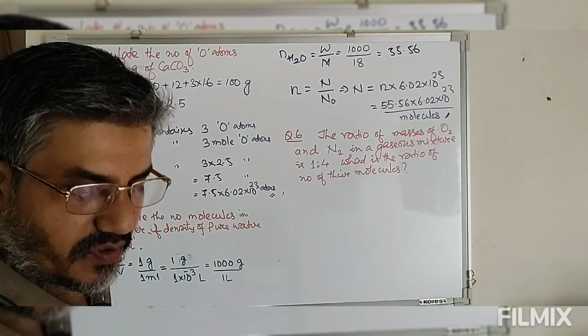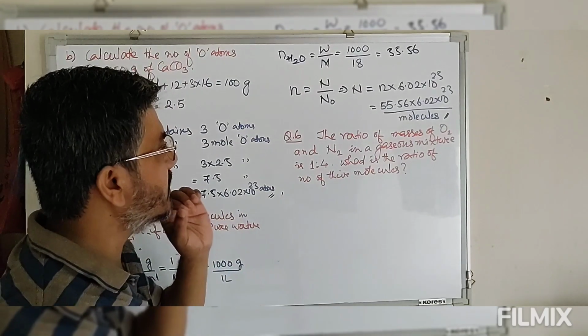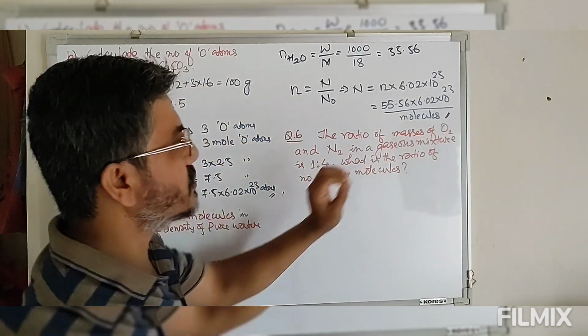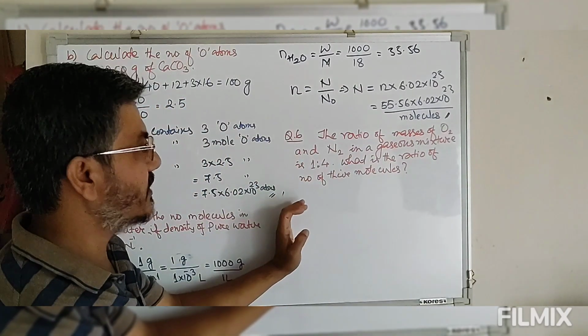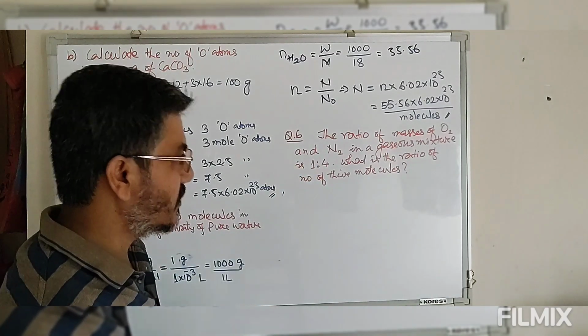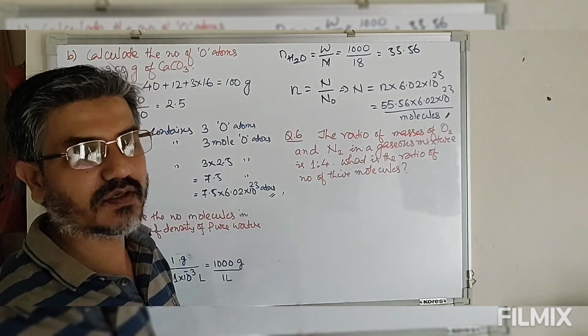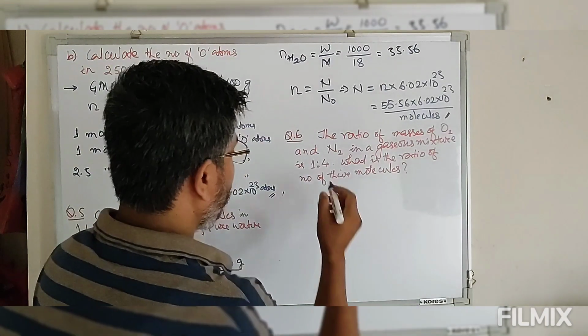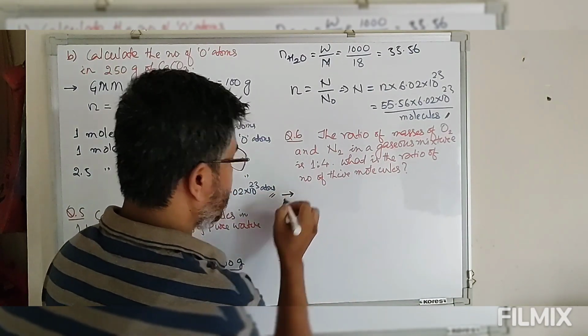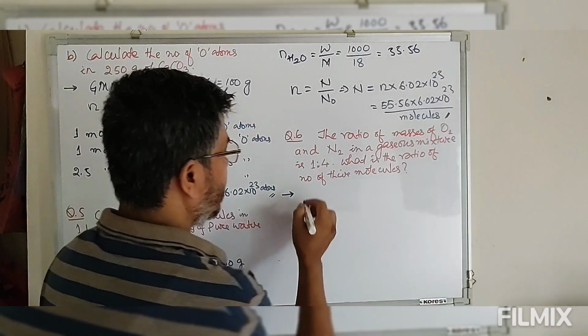Let's look at this next problem. We are given the ratio of masses of oxygen and nitrogen in a gaseous mixture as 1:4. Then the question says, what is the ratio of their molecules? So now look at this. We use the concept of number of moles.